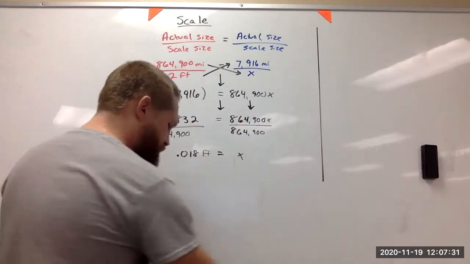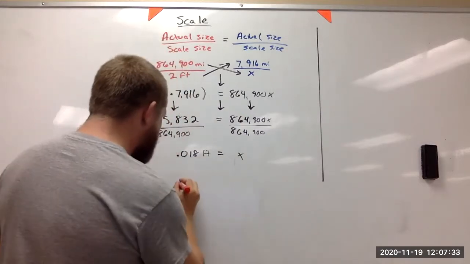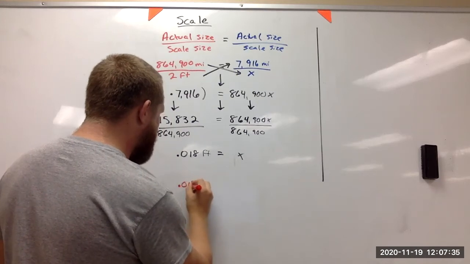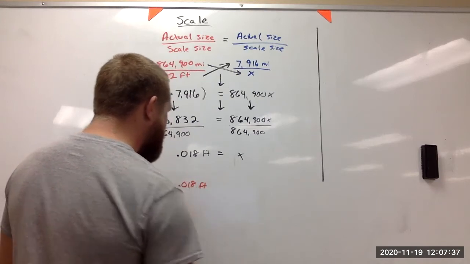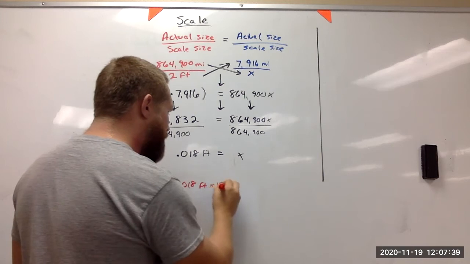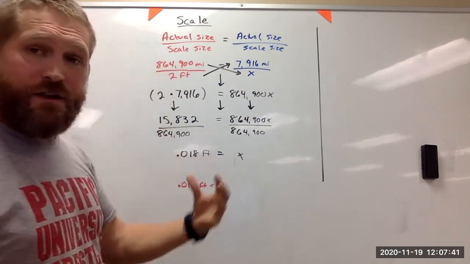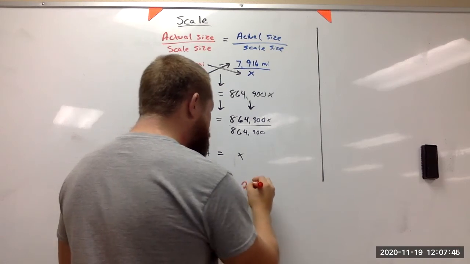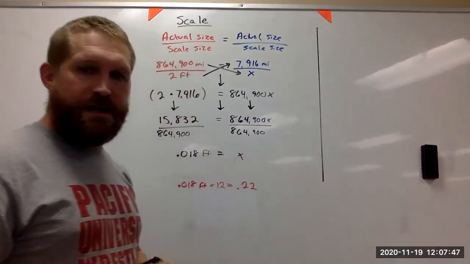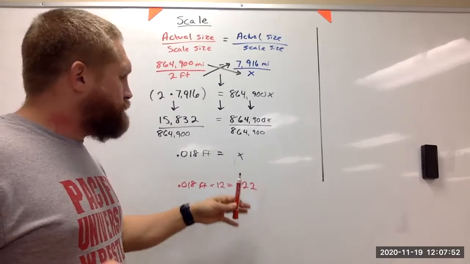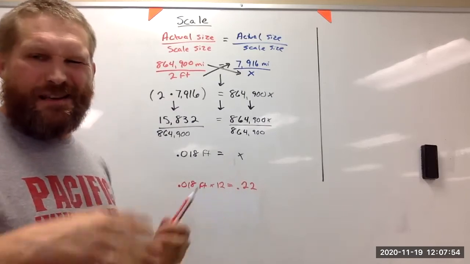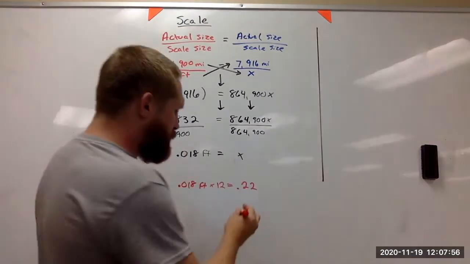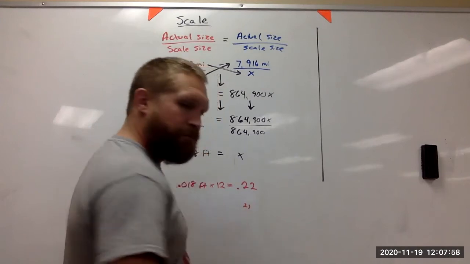because I'm going to change colors here so we know that we're doing a different operation. So 0.018 feet, I'm going to multiply that by 12 because I know there are 12 inches in each foot, and that's going to give me about 0.22 inches. Okay, so we'll do a little rounding, 0.22. This is close to a quarter of an inch. A quarter of an inch would be 0.25, right?